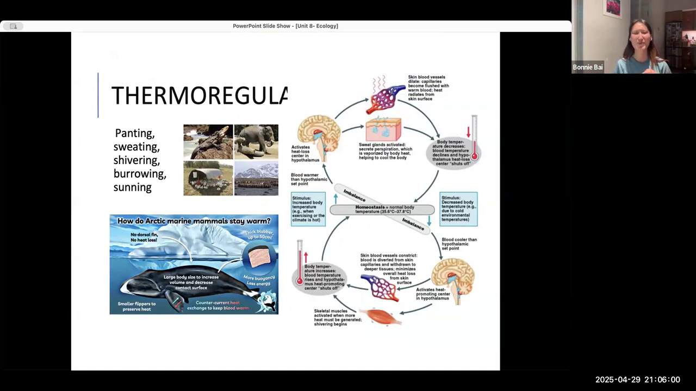Wait, no, wait a minute. Panting, sweating, shivering, those are more what I'm thinking about for endotherms. But warm-blooded animals can also burrow or stand in the sun. That all helps, but your body is able to produce a good amount of body heat, but that doesn't mean you can go to super cold temperatures and be able to survive.